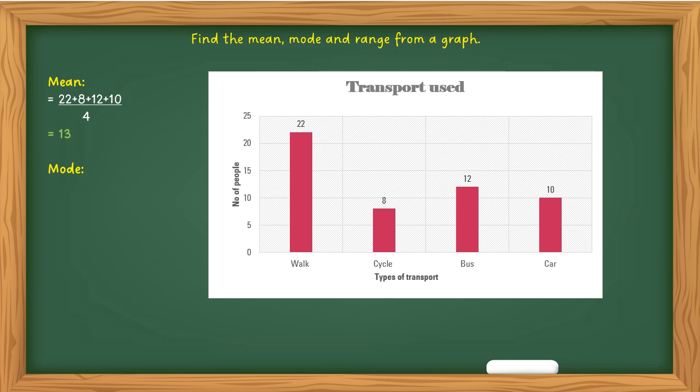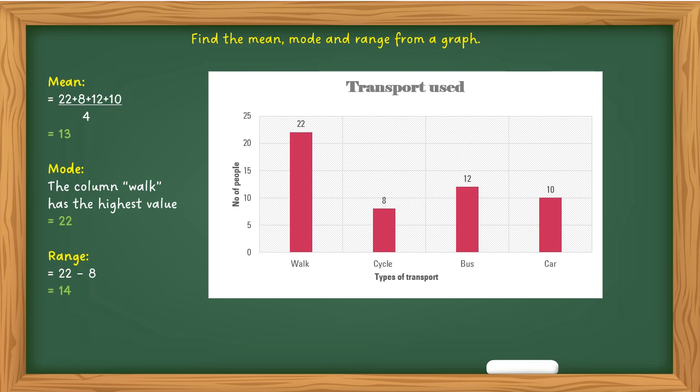Now the mode is the one that's more popular, and if you look at that, all you have to simply see there is the walk is the most popular. You can see by the size of the graph, it's the biggest, so therefore it's the highest value. Okay, and that gives you a mode of 22. And the range is just the highest minus the lowest. So you can see 22 minus 8. All right, and that gives you a range.